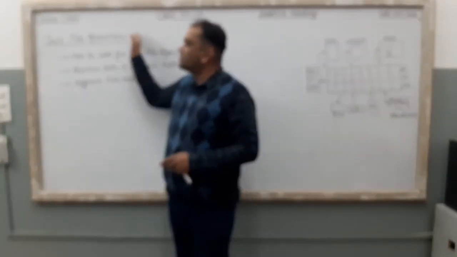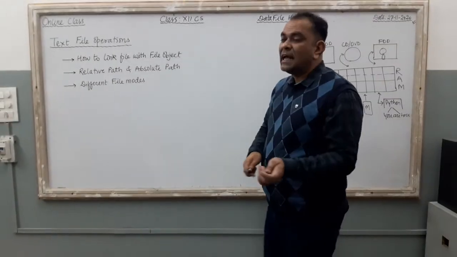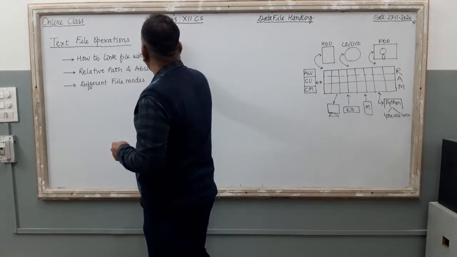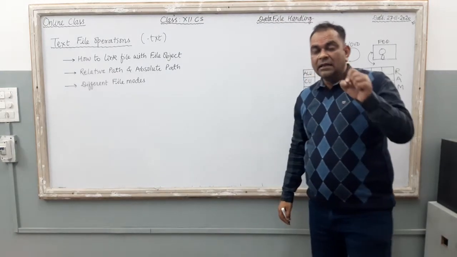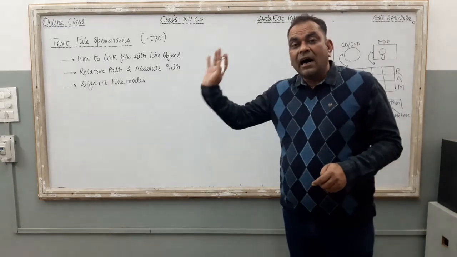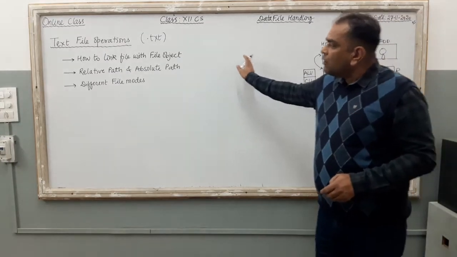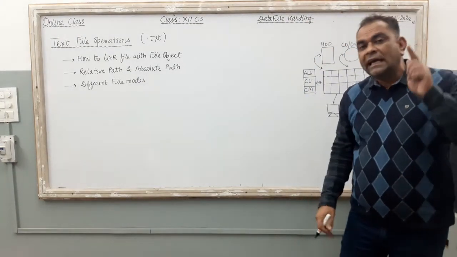This section is related with text file operation, as you can see, it is there on the board. Text file operation. Text file means what? The file that is having extension .txt, the file that contains data in ASCII or Unicode format. Right? So here we are going to conduct three different types of operations on each and every file.